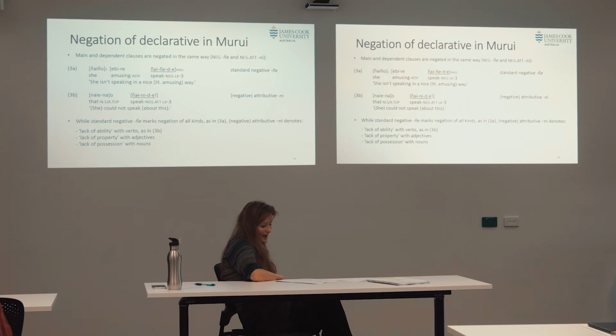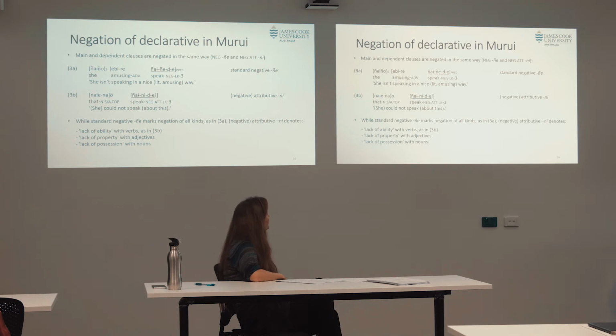So in Murui, main and dependent clauses are negated in the same way, there is no difference, so we just add the standard negative and the negative attributive marker. I give you here an example in 3A, where you have najnieniu ebire nialniede with the standard negative nie on the verb nial, to speak. So she isn't speaking in a nice way.